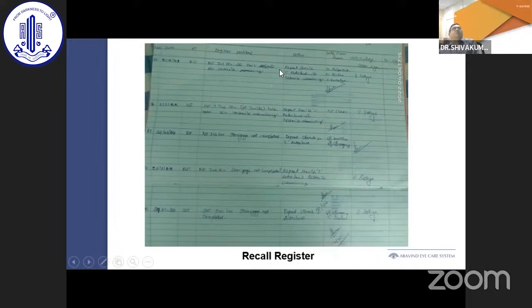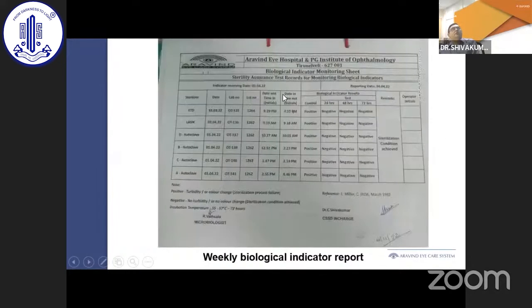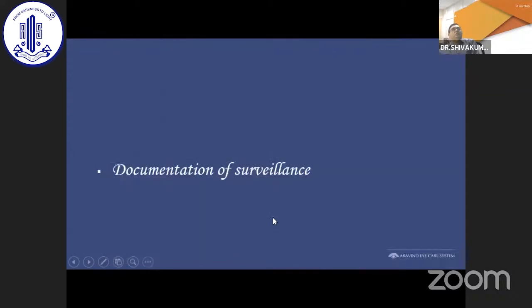Any lapses in sterilization or any deficiency is noted, and the corrective action is noted. And this is countersigned by the infection control in charge and is closely monitored. This is the result of the Bowie-Dick test, which is done on a weekly basis for each of the autoclaves. And this is a record which is maintained for the biological indicators from each of the autoclaves, ETO, as well as from the other autoclaves. And this is promptly countersigned by the infection control in charge.